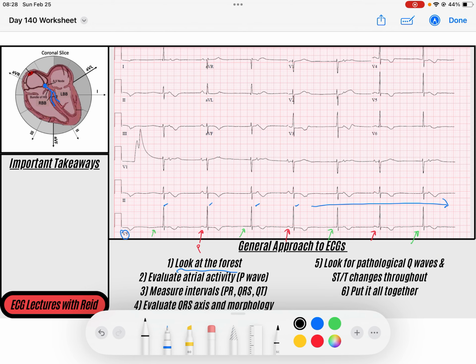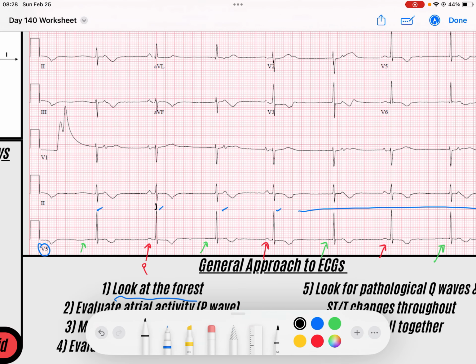And so, let me get my rate. I'll use this QRS on a solid line. I've got 300, 150, 100, 75, 60, 50. This is 43, so maybe 46 beats per minute. So we've got a bradycardia here.